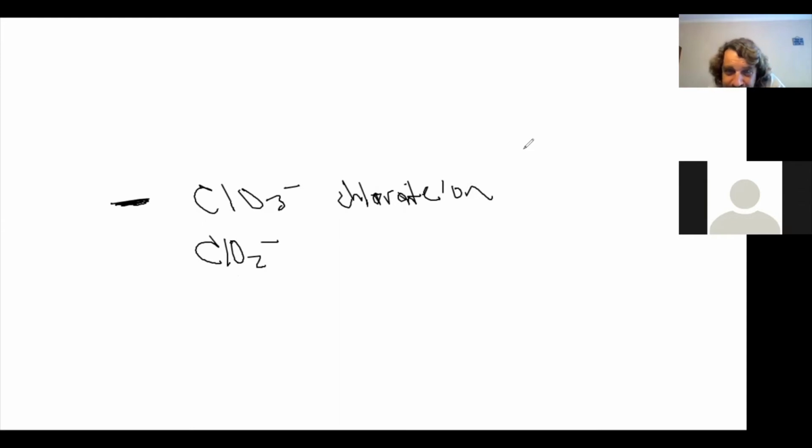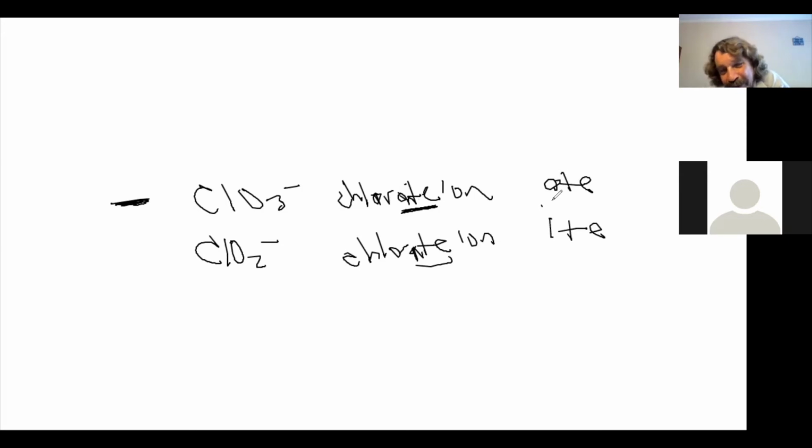If there's one less oxygen, then there are only a couple of simple rules: we change the ATE to ITE. So there's basically only two suffixes, ate and ite. That's actually the only two suffixes we use, so that makes things relatively easy. All right, so ite means one less oxygen than the base structure. Simple enough.